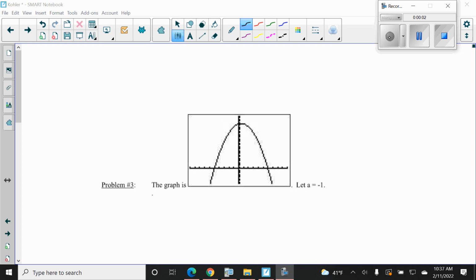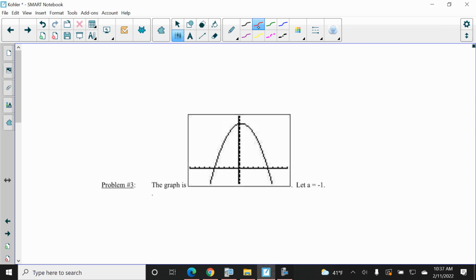Okay, problem 3. They're getting progressively more difficult. There is a huge hint. A equals -1. And we see that the graph is going down. It's not anything other than -1. Now your job is to just count: 1, 2, 3, 4, 5, 6.